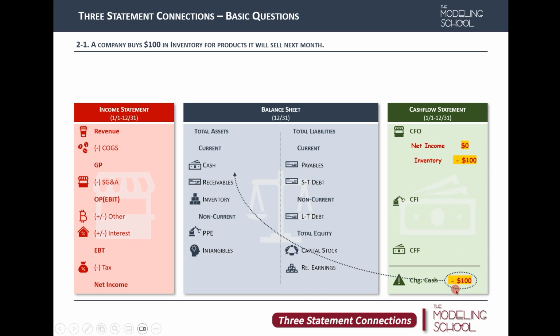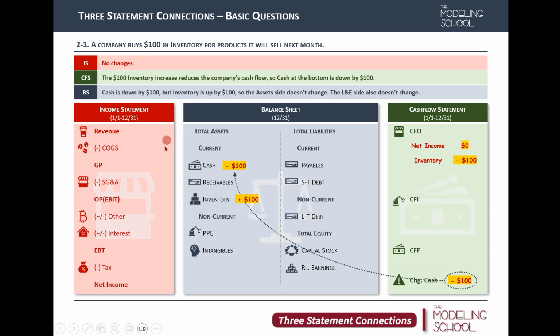Changes in cash are going to affect year-end cash balances on the balance sheet. So cash will be decreased by $100, which will be replaced by inventory. So the cash decrease will be offset by an increase in inventory, and the asset side will stay the same. No changes to the liabilities and equity side. So on the balance sheet, in the end, assets are going to equal liabilities plus equity.